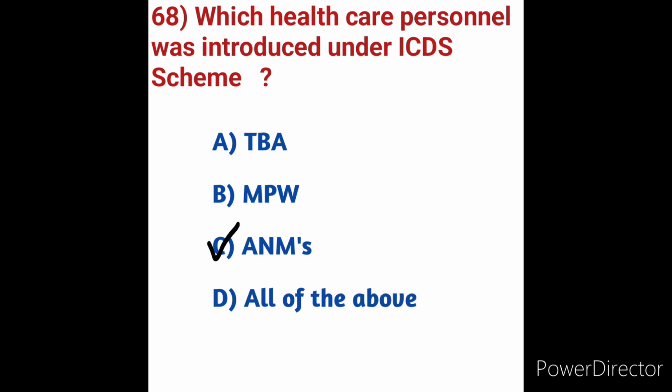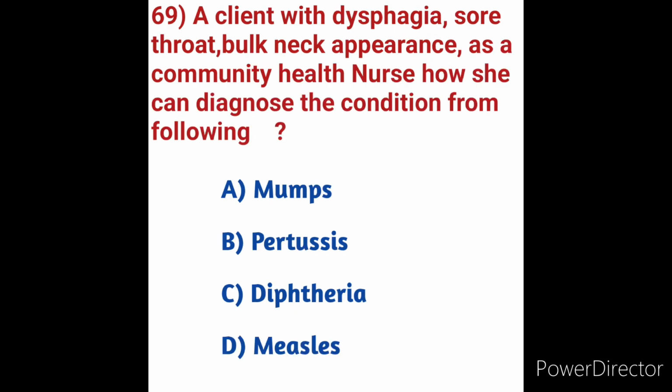Next we will move on to question number 69. A client with dysphagia, sore throat and bull neck appearance: as a community health nurse, how can she diagnose the condition from the following? We will see the options first here. Option A, mumps. Option B, pertussis. Option C, diphtheria. Option D, measles.